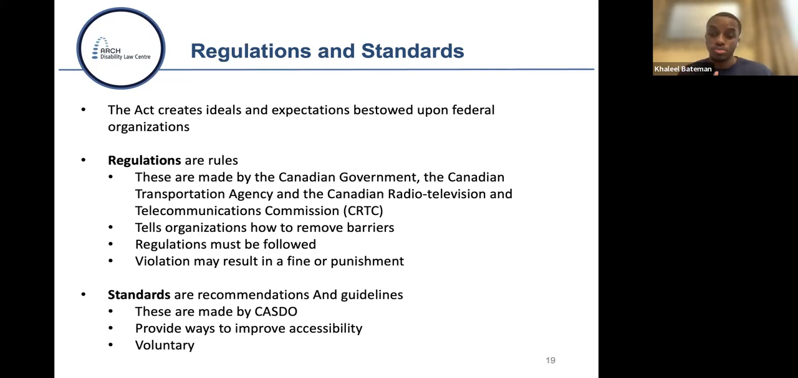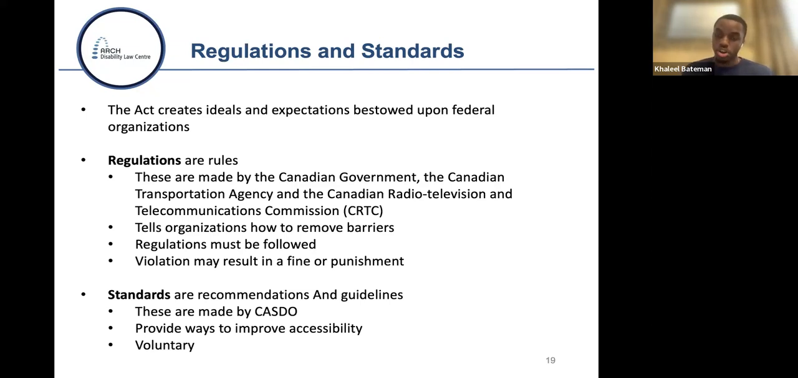Regulations are essentially rules. They're made by the three federal entities we mentioned earlier, the Canadian government, the CTA, and the CRTC. And they tell organizations how to remove barriers. Being that regulations are rules, they must be followed. Failure to do so would result in a fine or a punishment.